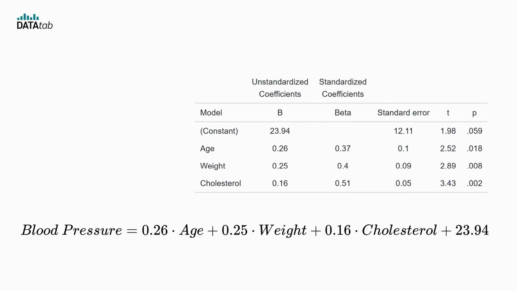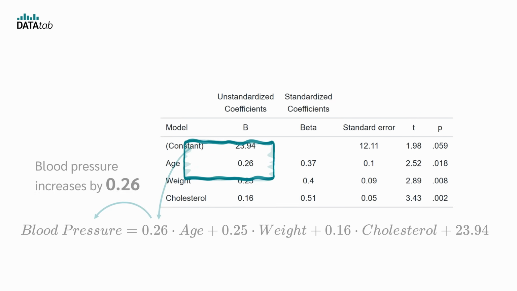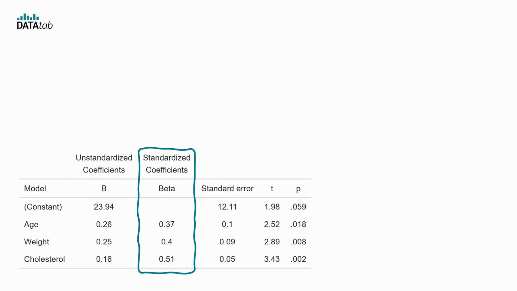So for example, if we look at the variable age, 0.26 means that for each additional year of age, the blood pressure increases by 0.26 units, assuming other variables remain constant. And what about the standardized coefficients?